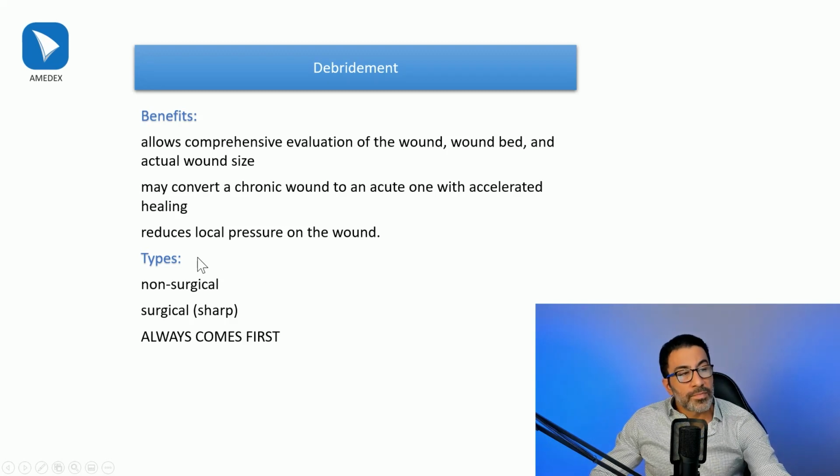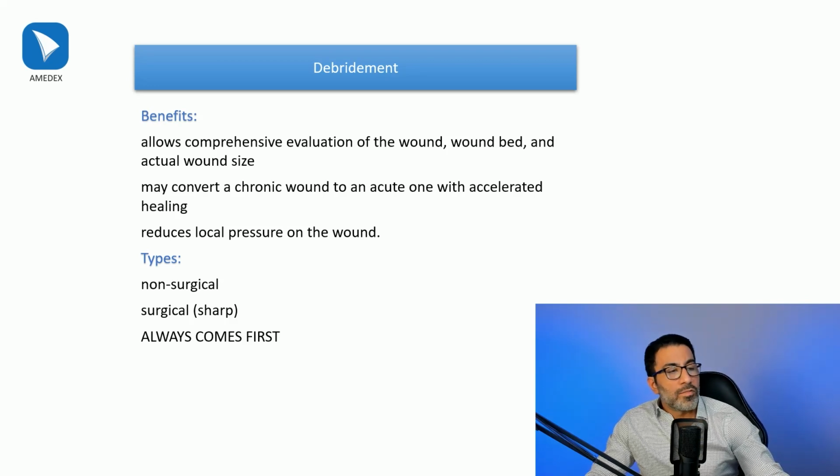We have two types of debridements. Non-surgical, where you achieve all these goals by filing the scale and calluses, or just putting some ointment or cream for chemical debridement and things like that. We're not going to go deep into detail because it's not relevant to your exam questions, but just to let you know, we have two types of debridements. The first one is non-surgical and the second is surgical. Surgical, you take a blade and you play surgeon, and it always comes first.